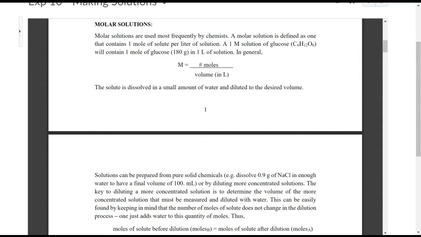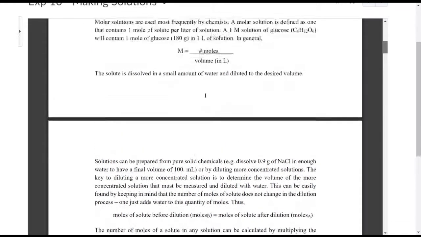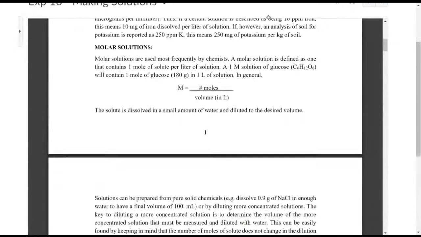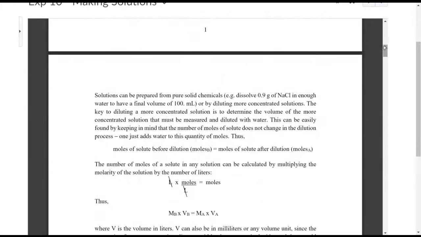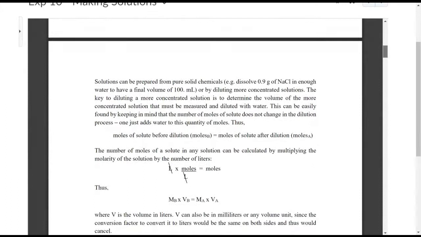So to find the number of moles, you need the mass of the substance and the molar mass of the substance. You divide the mass by the molar mass to get the number of moles. When you have the number of moles, you divide that by liters of solution to get the concentration, or molarity. So that's one way of making a solution.